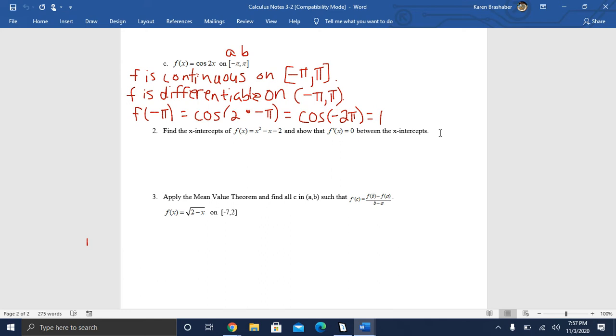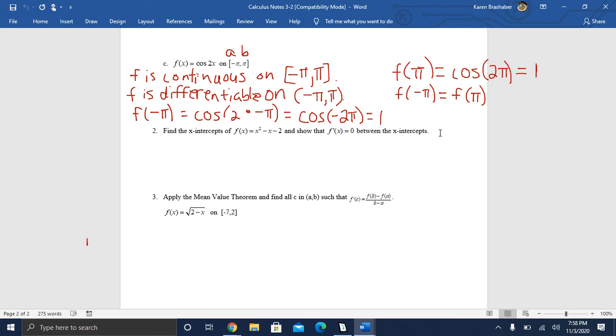Then I can check f of pi, and I'm really struggling with space here. So I'll check f of pi. And so that's going to be the cosine of 2 times pi, or in other words, the cosine of 2 pi. Again, that's on the circle, the same place where the 0 is, and the cosine is the x value. So it is 1. So we do have the verification that f of negative pi is equal to f of positive pi. So in other words, f of A equals f of B.